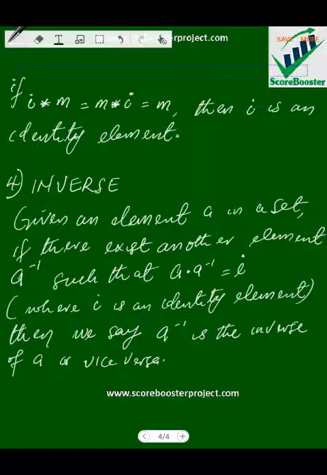I hope this definition is clear. We shall take some examples, so just bear with me for now. If you allow A to operate on A raised to power minus 1, and at the end what you get is the identity element, then you can say A is the inverse of A raised to power minus 1, or A raised to power minus 1 is the inverse of A.